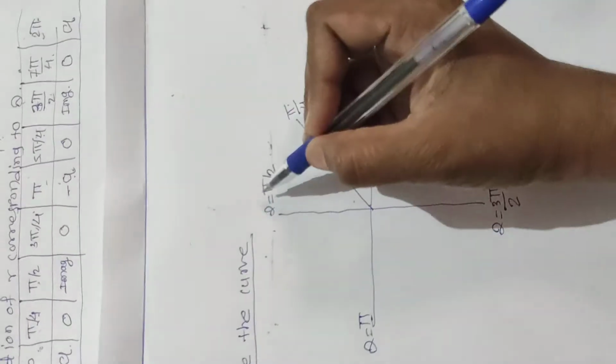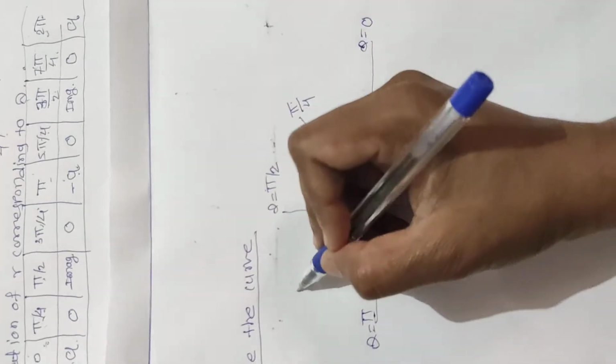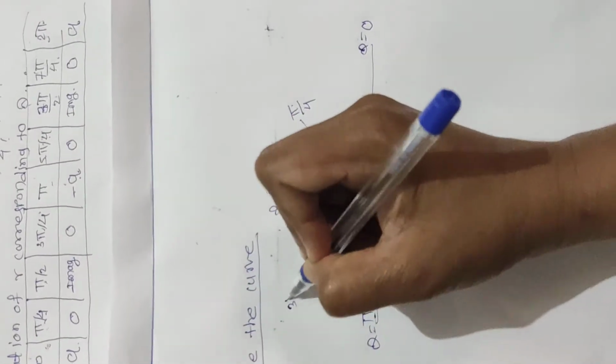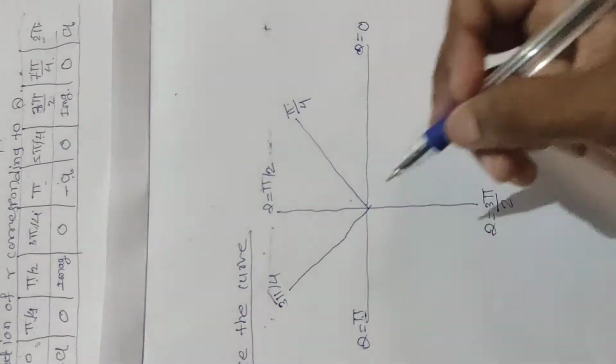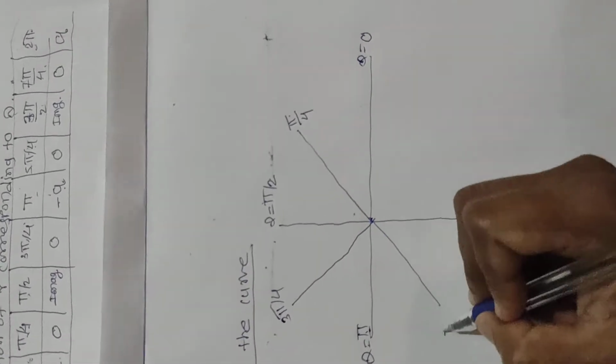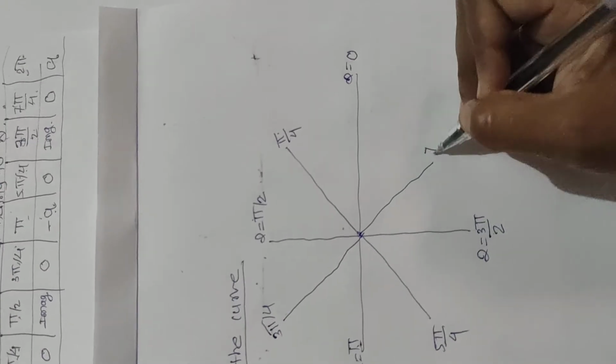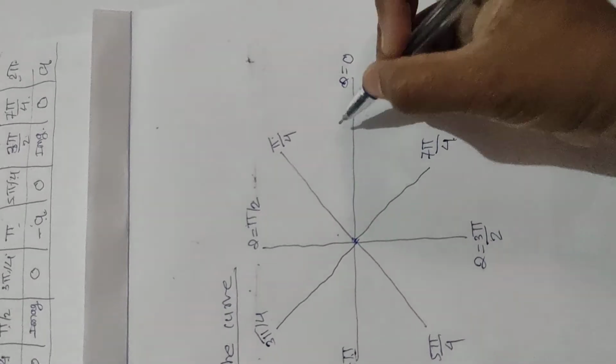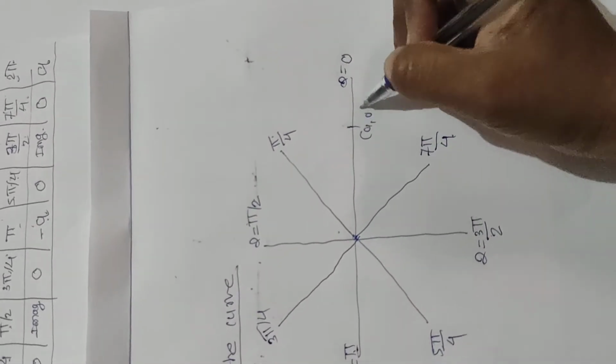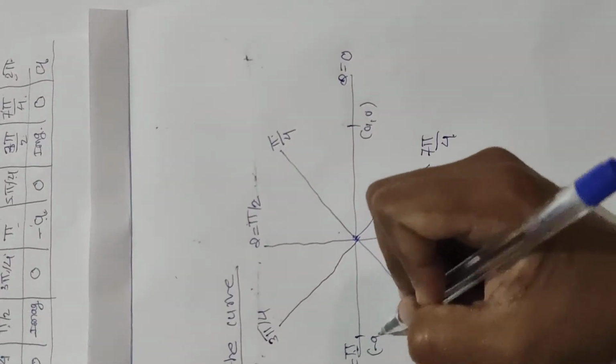0, pi by 4. Next is 2 pi by 4, which is pi by 2. So what is the next point? Here 3 pi by 4, here 4 pi by 4, which is pi. After that 5 pi by 4, 6 pi by 4, 3 pi by 2, and 7 pi by 4, right? And here is the point a comma 0, and this is minus a comma 0.